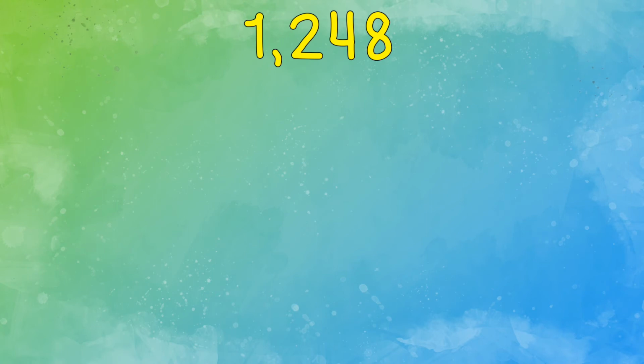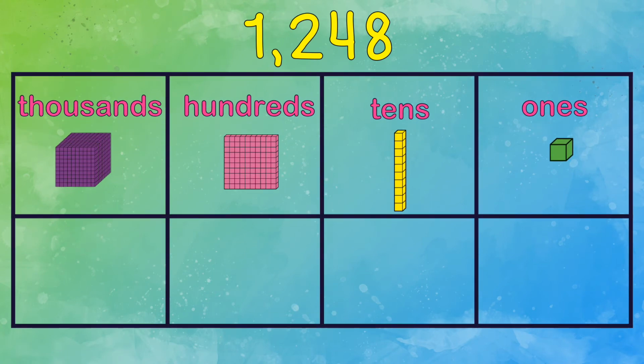Let's look at another example. The number 1248 is written in standard form. It can be placed in the place value chart by starting with the last or smallest place value, ending with the largest place value.